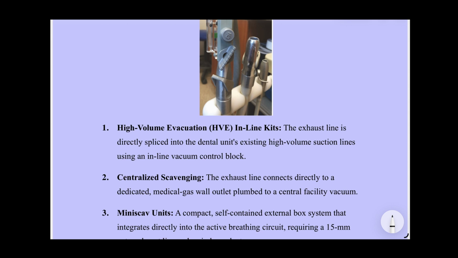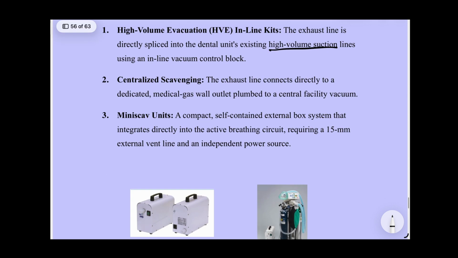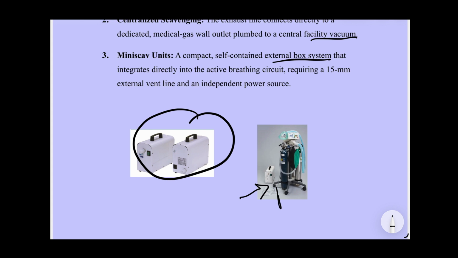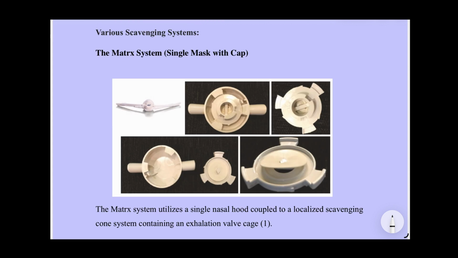The exhaust line is directly spliced into the dental unit's existing high volume suction lines like this using an inline vacuum control block. Central scavenging. The exhaust line connects directly to the dedicated medical gas wall outlet plumbed to a central facility vacuum. Then miniscave units, a compact self-contained external box system that integrates directly into the active breathing circuit, requiring a 15 mm external vent line and independent power source. Active scavenging is the true modern benchmark.